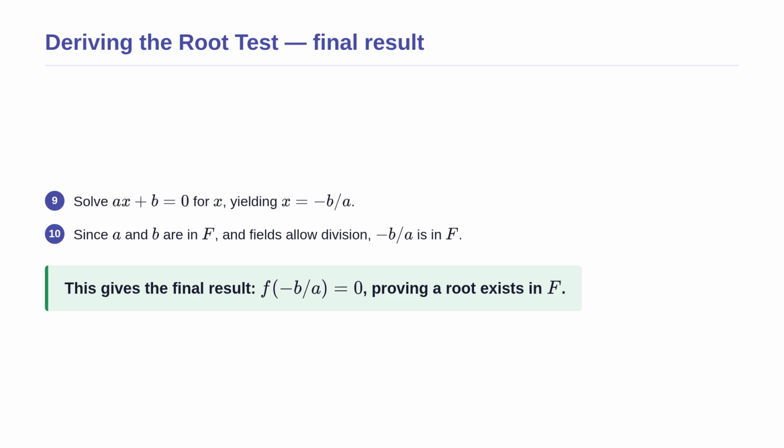Here is where the properties of a field become absolutely crucial to our proof. Because a and b are in our field and a field guarantees we can divide numbers without leaving the system, the fraction negative b over a is guaranteed to be a valid number inside our field. Plugging this value back in makes the original polynomial evaluate to 0. We have just mathematically proven our test. If a degree 2 or 3 polynomial can be factored, it is absolutely guaranteed to have a root in that field. This completes our derivation.